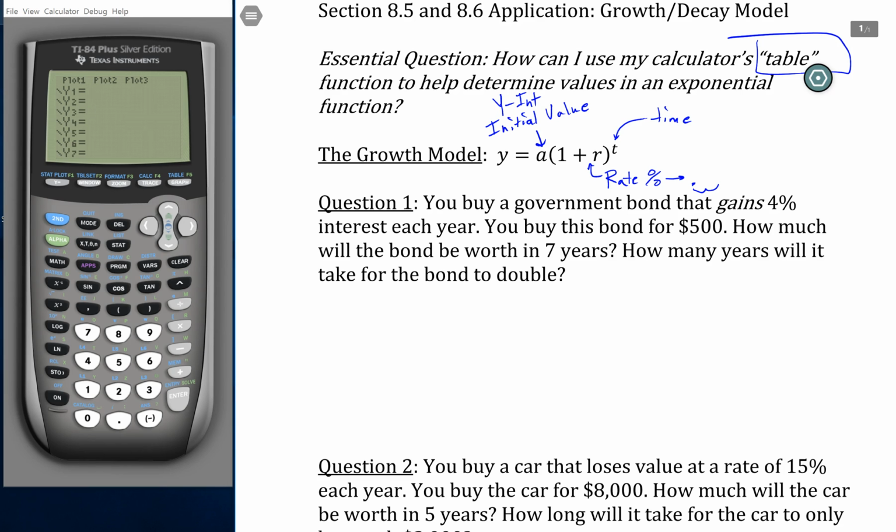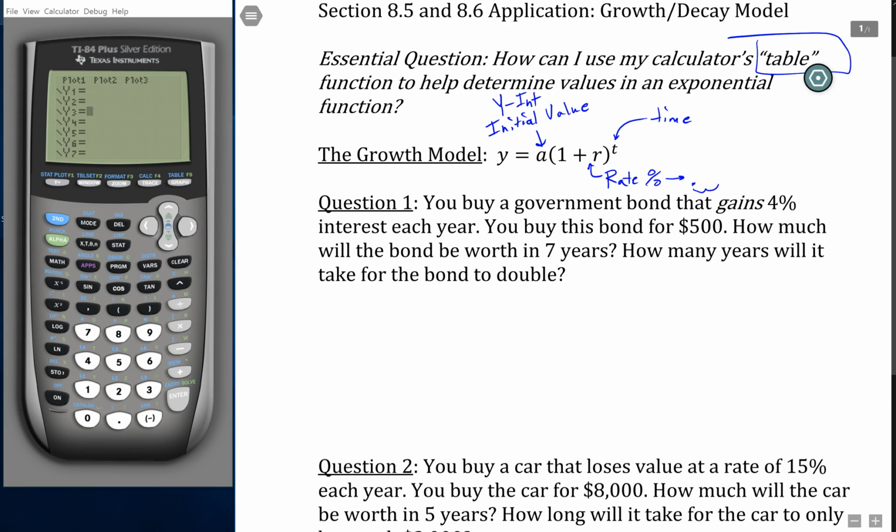Okay, so let's look at question 1. You buy a government bond that gains 4% interest each year. So government bonds are these things you can buy from the government. Basically, the government is saying, hey, give us some money now, and we'll give you more money later on. This government bond gains 4% each year. So that's really nice. You buy it, and the government will just pay you back more later on. You're making money without really doing much.